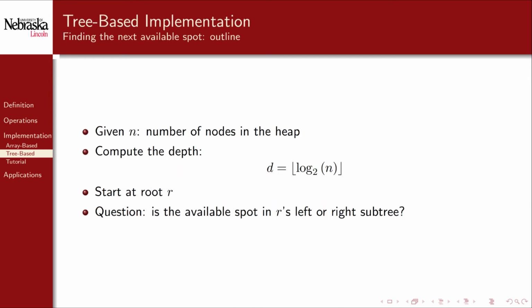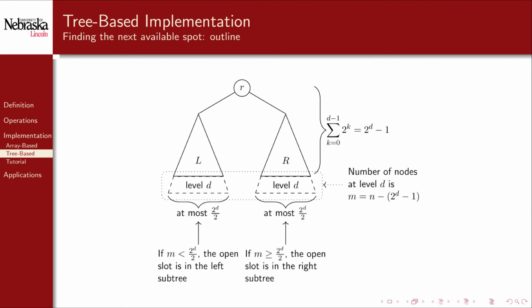We won't present all of the details here, but we will sketch an outline of how to find the next available spot. The operation for finding the last node is similar. First, we keep track of n, the number of nodes in the heap. This allows us to compute the depth because of the fullness property. Now, starting at the root, we need to determine, is the next available spot in the root's left subtree or the right subtree? To answer that question, we just need to do a little arithmetic. First, we can compute the number of nodes in the heap from the root level to d minus 1, using a well-known geometric series formula.